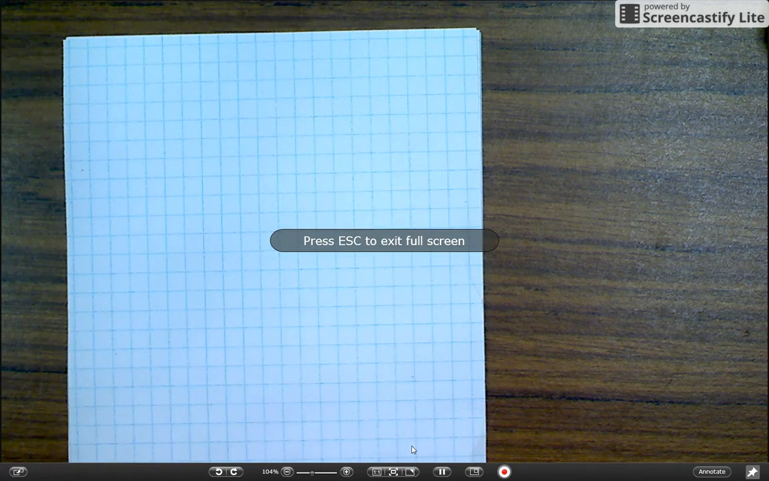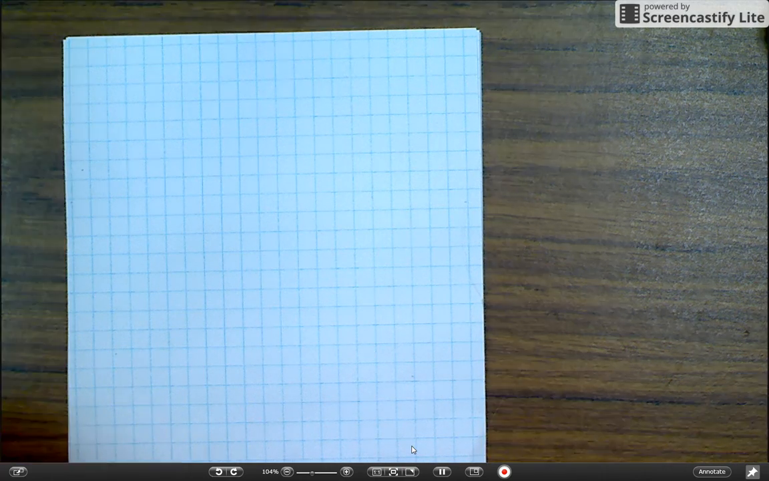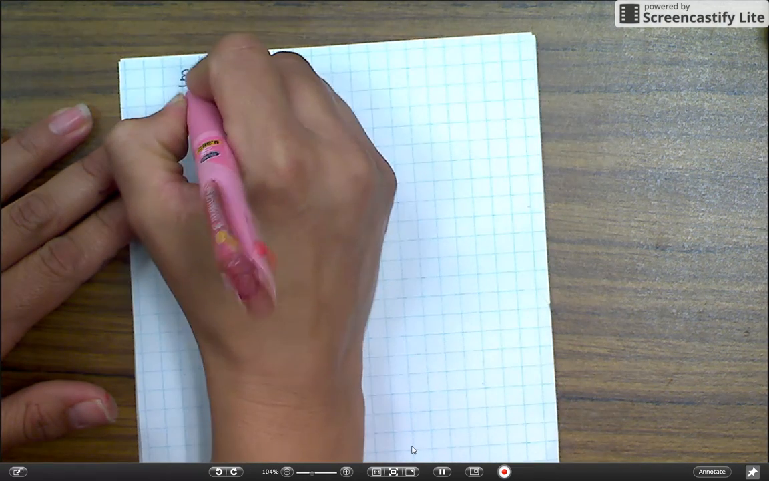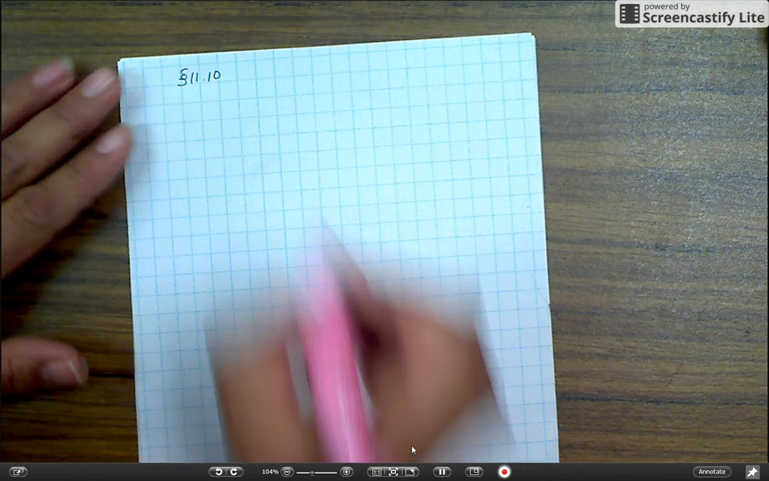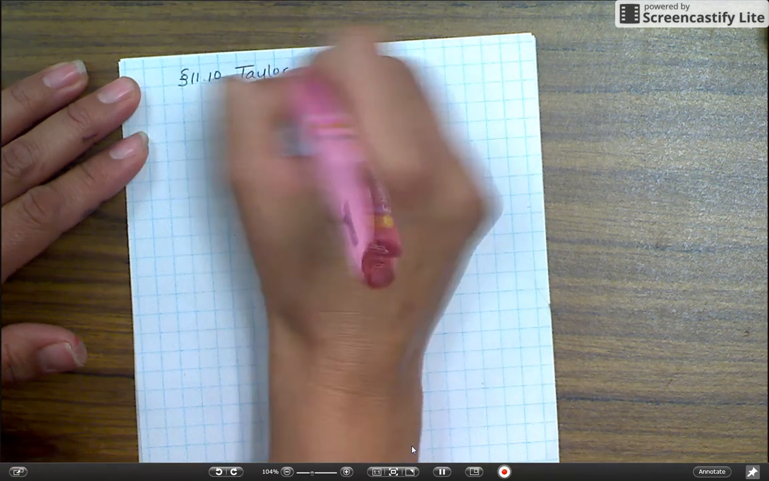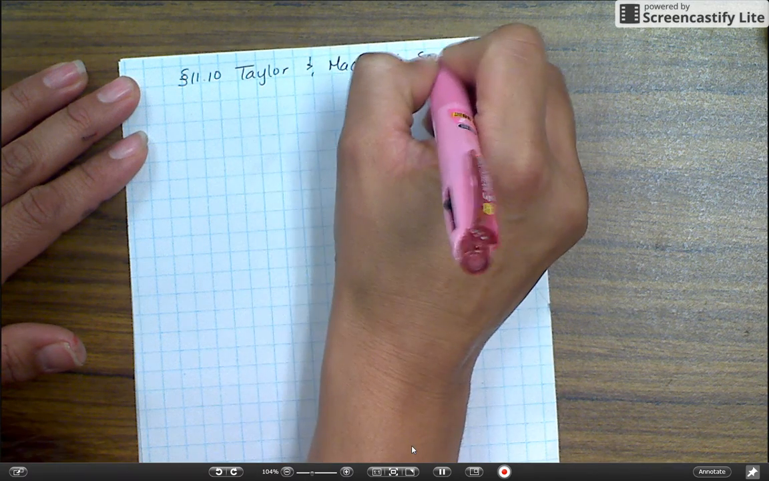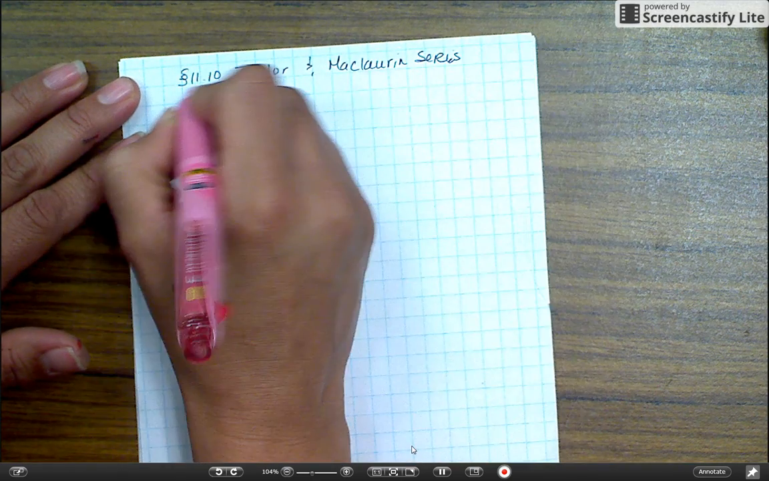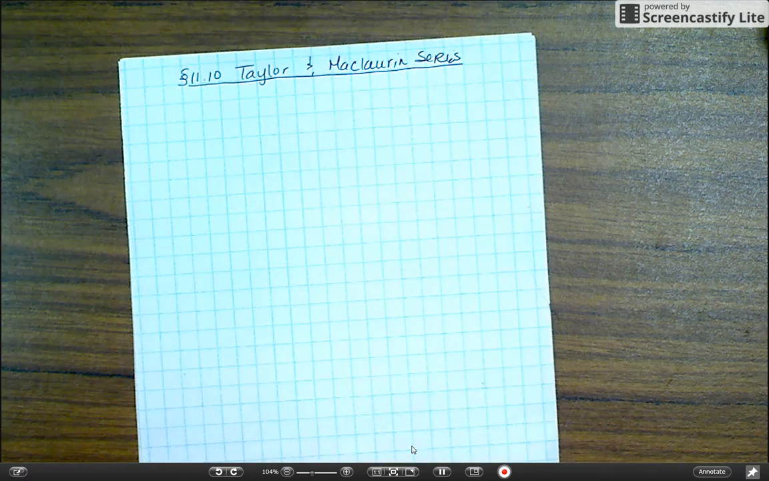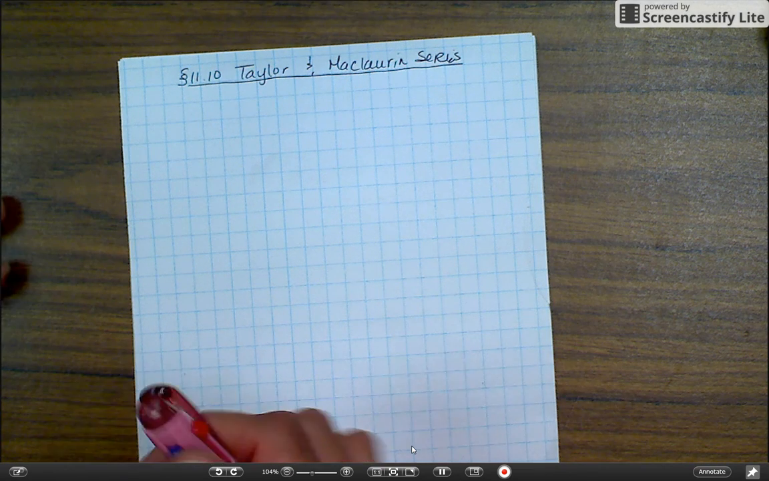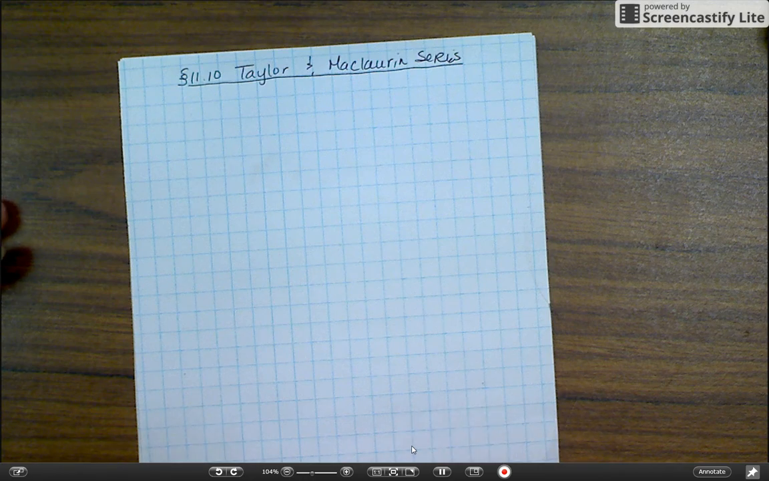All right. Okay, so today we're going to learn about Taylor and Maclaurin series, which is section 11.10. It is important to know that these series are very common on the AP test. They usually have a whole FRQ on these. But it's important to understand that these series are power series.